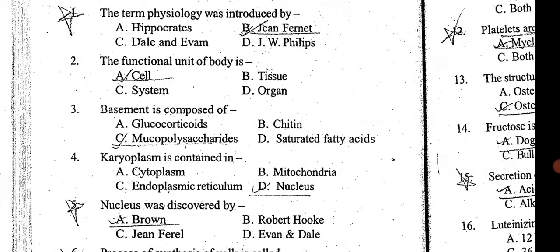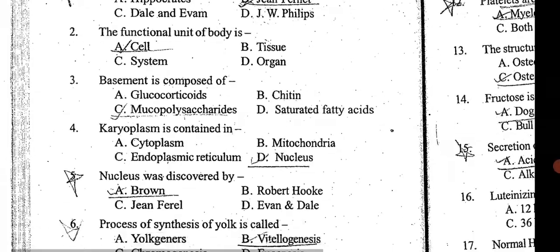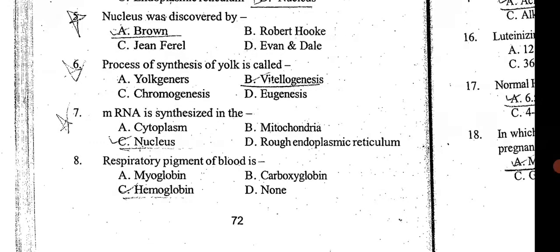Mucopolysaccharides make the basement membrane, and the functional unit of the body is the cell. The process of synthesis of yolk is called vitellogenesis. Messenger RNA is synthesized in the nucleus.